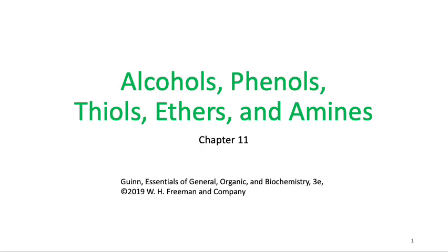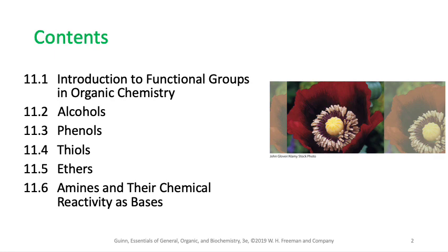So in this video, we're gonna start chapter number 11, which is alcohol, phenol, thiol, ether, and amine. In this PowerPoint, we're gonna talk about the functional groups present in the organic chemistry that we talk about, and we have several functional groups that we're gonna talk about. One of them is alcohol, second one is phenol, then thiol, ether, and then amine.